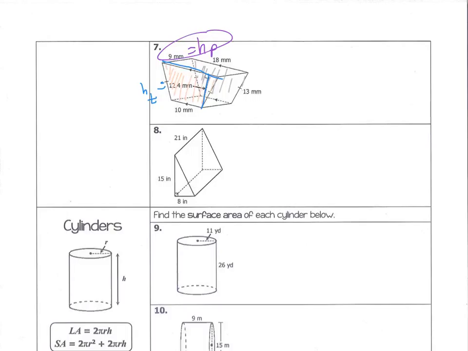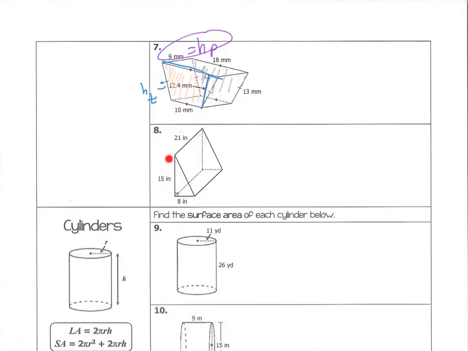Then, do you have enough information to find the perimeter of this side, of this base? Yes or no? 18, this comes over to be 13, 10, and then what's this? Aren't they tick marked? So that's 13 again, right? Those are tick marked. So you could find the surface area of that.